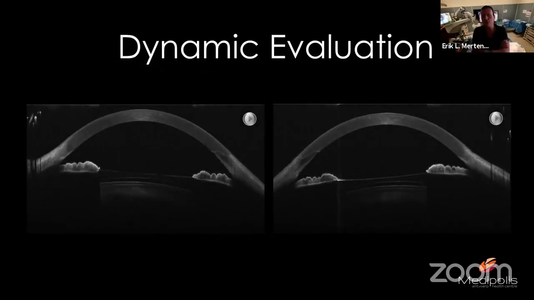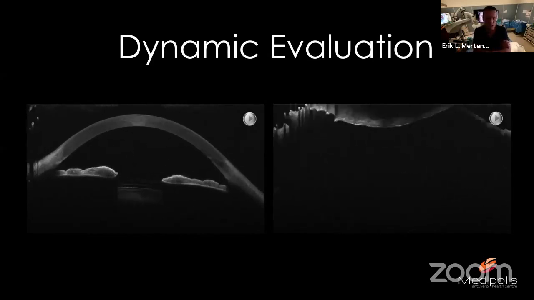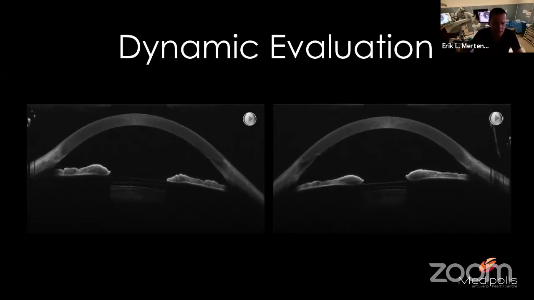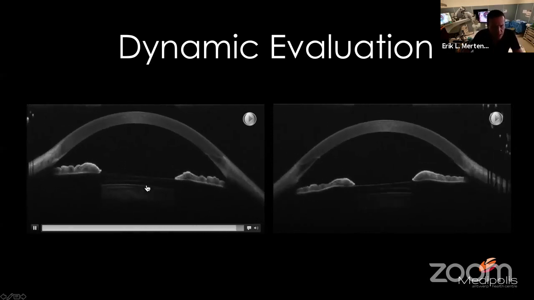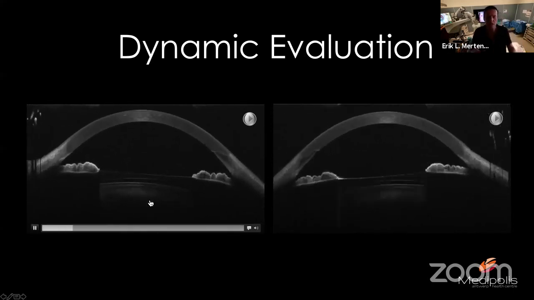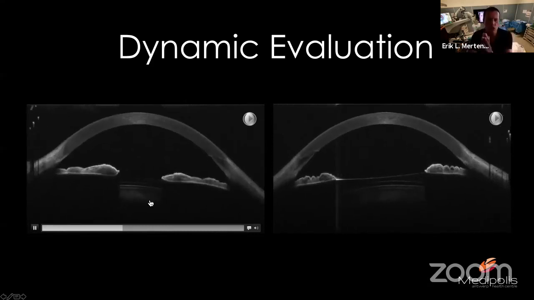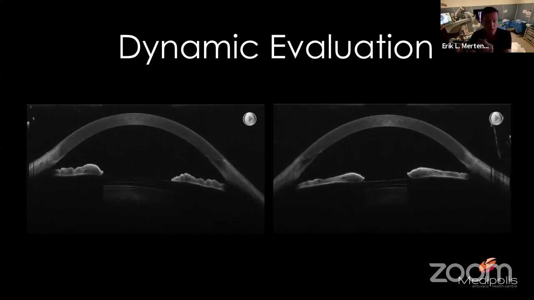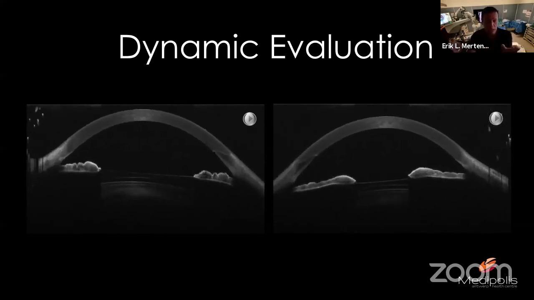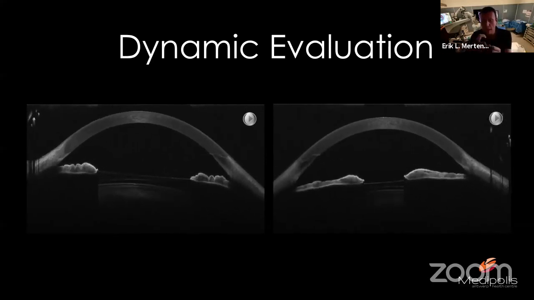Another nice feature on this anterior segment OCT is a dynamic evaluation. And look here carefully. When the pupil constricts, you get a smaller vault. So bear in mind, a vault is not a static number. Vault after ICL implantation is dynamic. And when the pupil constricts, you get a different vault.